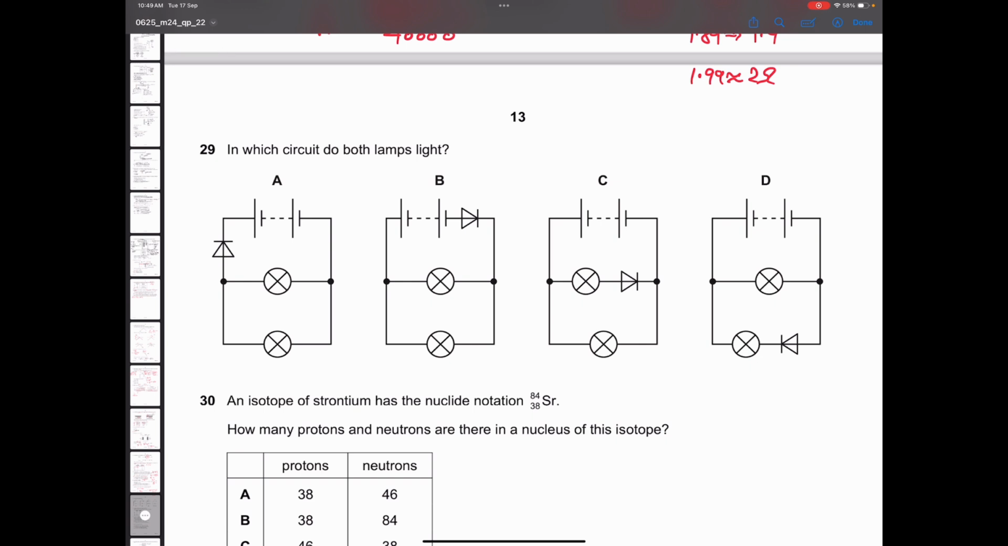Now, in which circuit do both lamps light? So for this, we need to remember that current flows from the positive to the negative terminal of the battery, and the diode's direction should be the same as the current flow direction. So current is going like this, and now the direction of the diode and the current flow is opposite, so this will not work. Current flows from positive, all right, so it is flowing like this, and in both the sections it is going towards negative, but now again the direction of current is opposite to the direction of the diode, so this will not work.